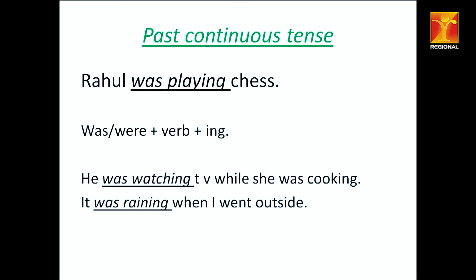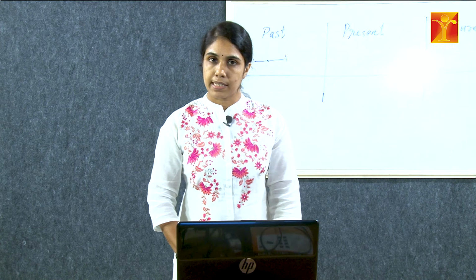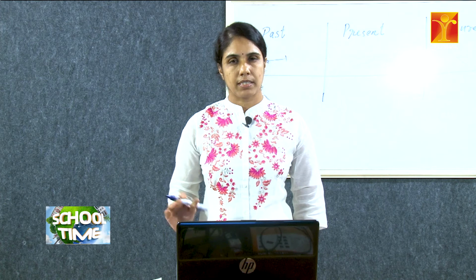Second one, it was raining when I went outside. It was raining, the action was in progress in the past time. It was continuous for some time in the past. Clear? Okay. So, we use past continuous tense to express an action that was in progress, that was taking place for some time, for a certain time in the past.